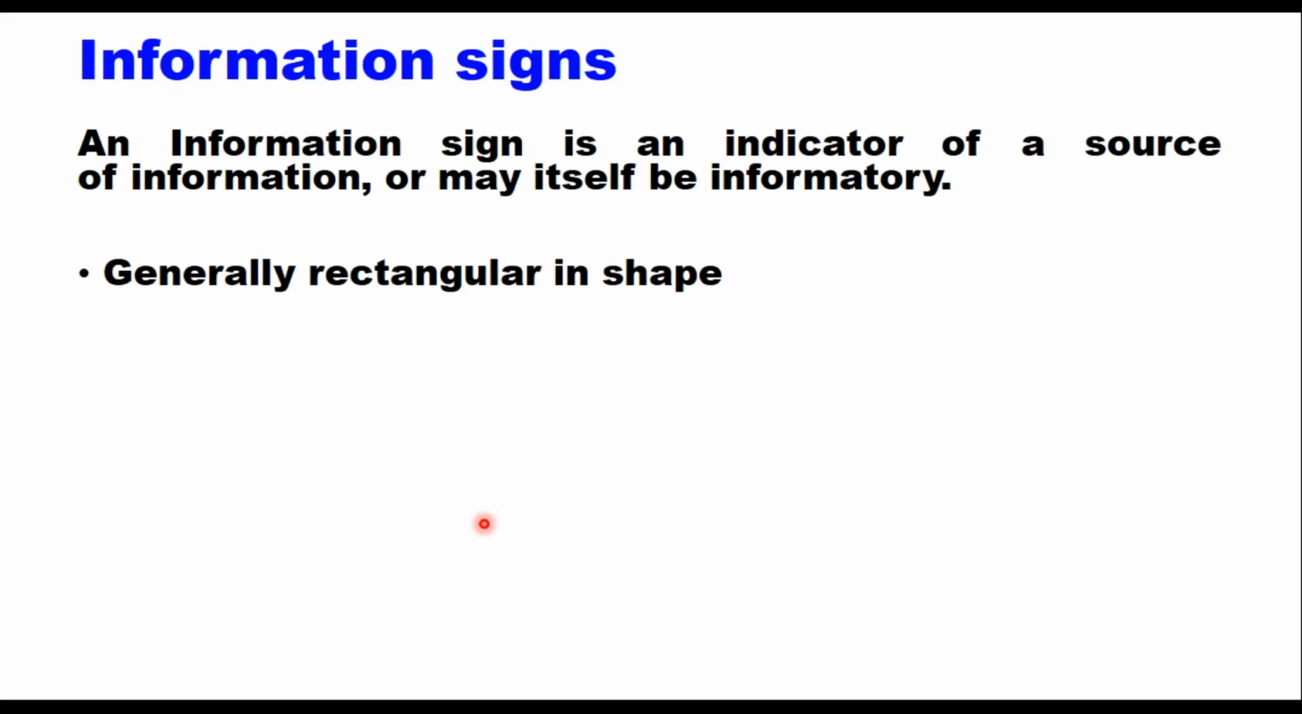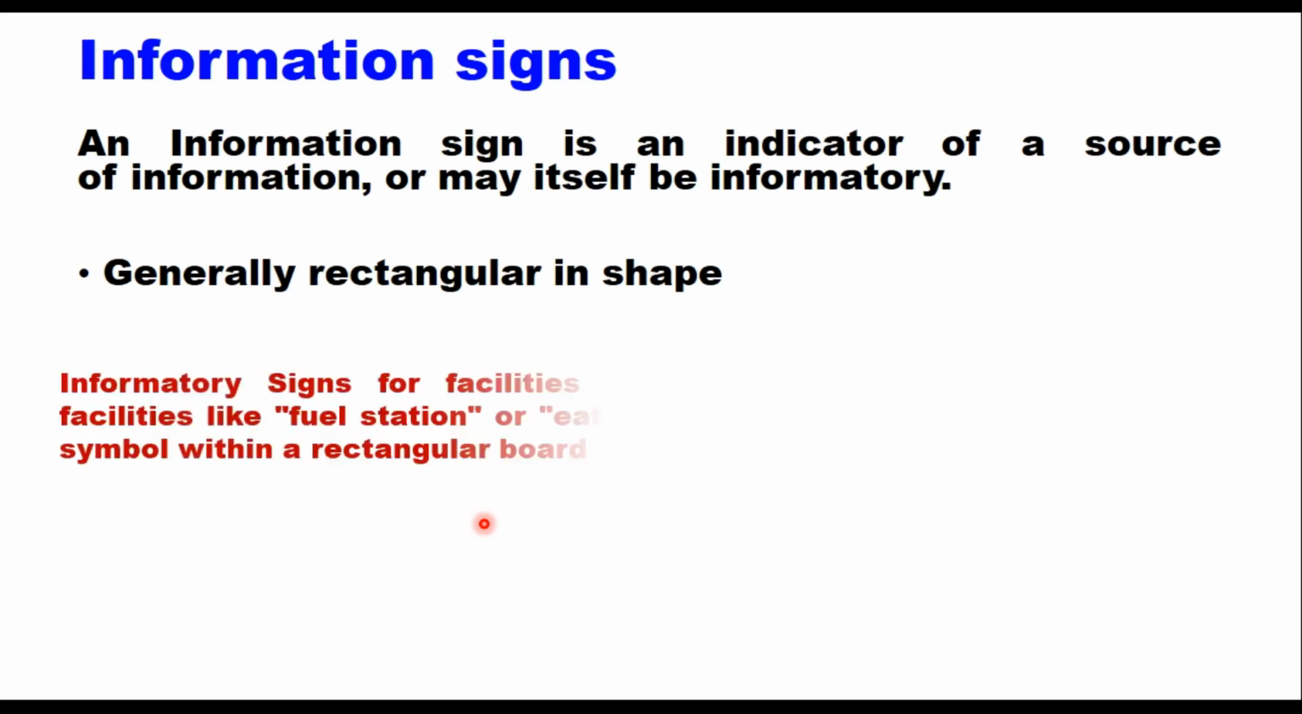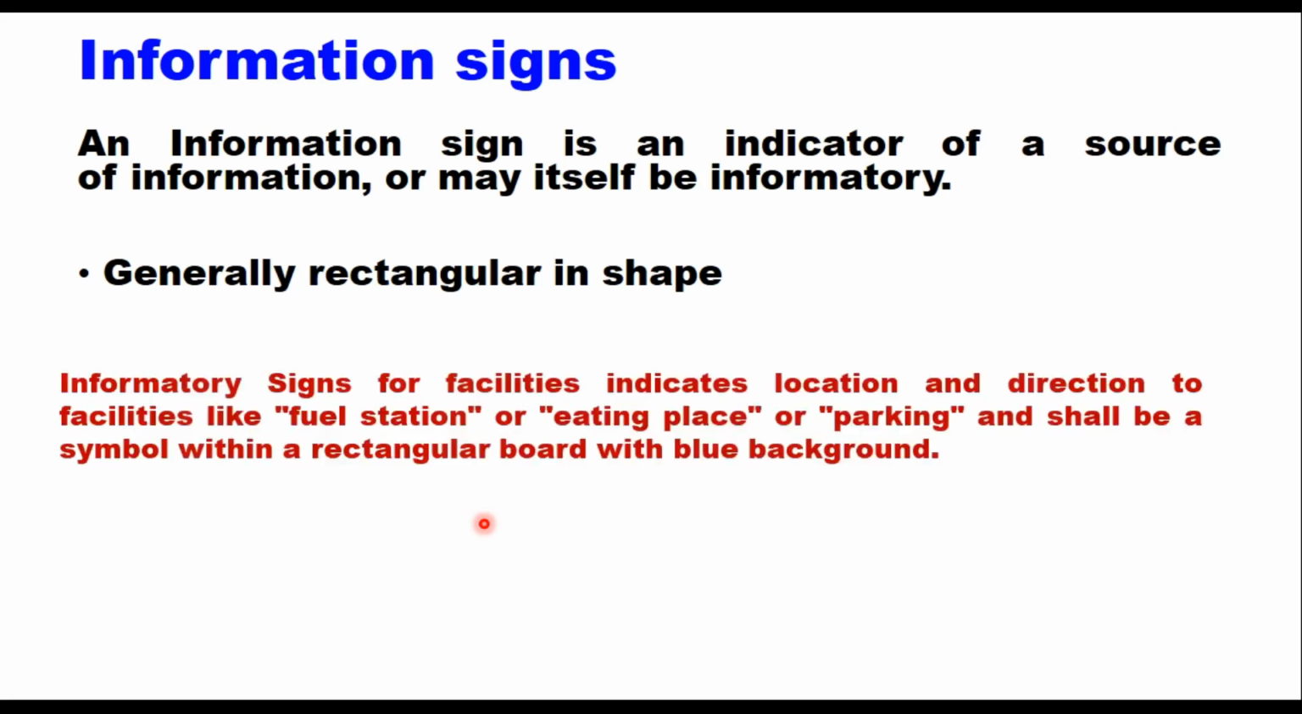The third category is information signs. An information sign is an indicator of a source of information or may itself be informatory. Generally, these are rectangular in shape. Information signs for facilities indicate location and direction to facilities like fuel station, eating place or parking, and shall be a symbol within a rectangular board with blue background. This is the symbol for fuel station, and there is a direction of fuel station. So it is placed inside a rectangular board with blue background.